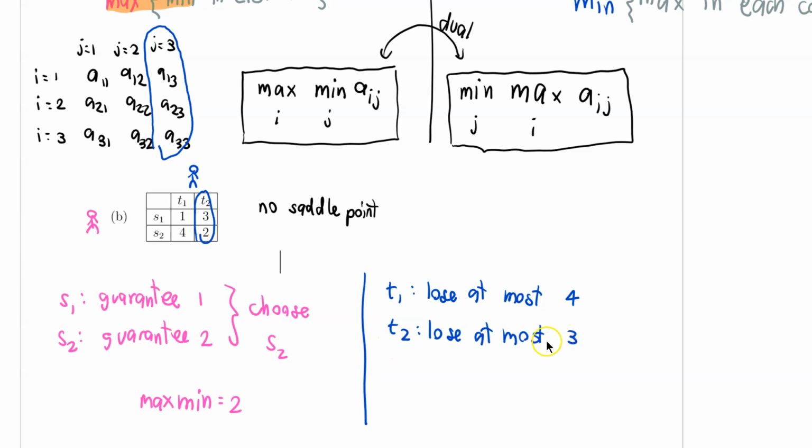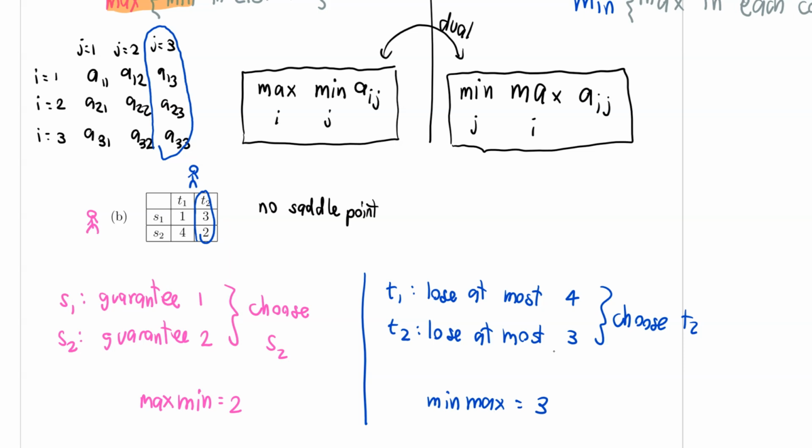So if he has to pick between the two, for the first option he could lose $4, and for the second one he could lose $3. So the second option is a better choice here. He should choose T2. And that means the min-max value is going to equal 3.